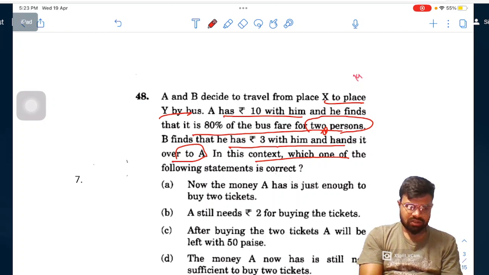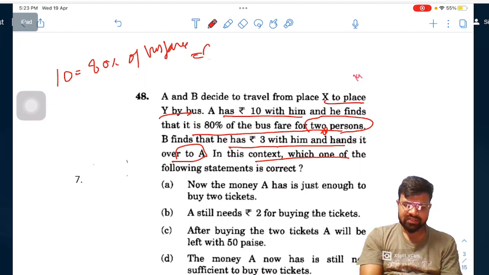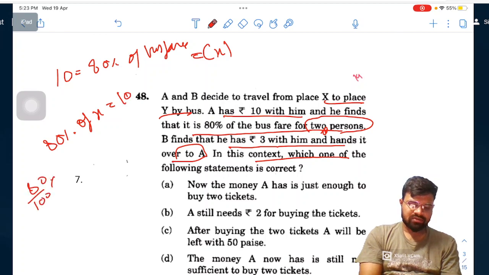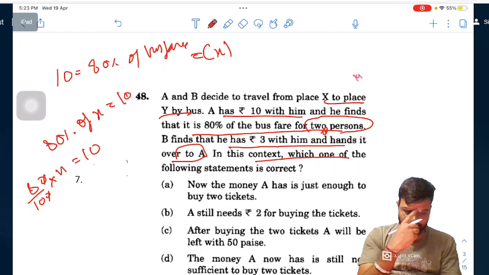Now see, suppose basically A has 10 rupees. So 10 rupees is 80% of the bus fare. Let's say the bus fare is X. So 80% of X is equal to 10. So 80 upon 100 into X is equal to 10.